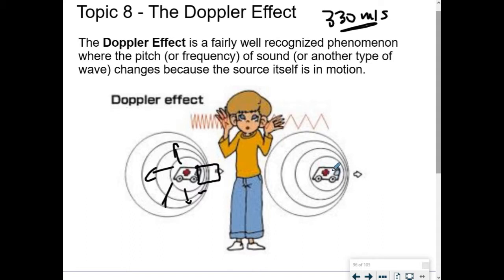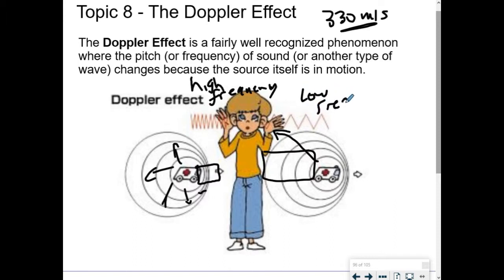If you're looking at that same ambulance right here, as those waves are going back to the person to hear them, this person is hearing waves that are further apart because the ambulance is driving away from you. Further apart waves have a longer wavelength, and when things have a longer wavelength, they have less frequency. And less frequency means a lower note. So this explains why when the ambulance is coming towards you, there is a high frequency, but when the ambulance is driving away from you, there is a low frequency.